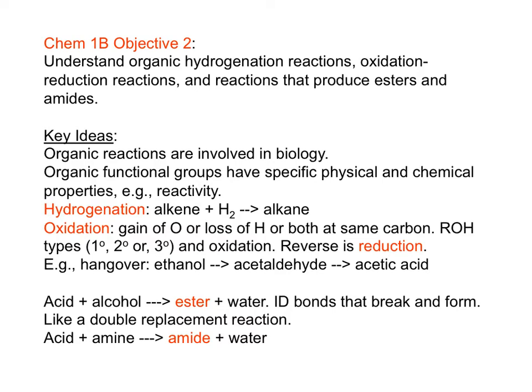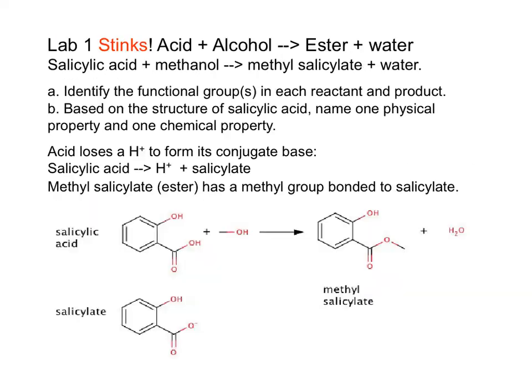We'll find out how an acid reacts with an alcohol to produce an ester, and how an acid reacts with an amine to produce an amide. This last reaction is how amino acids form proteins. Organic reactions are specific to functional groups. We learned about organic functional groups in a previous video, so this will be good practice for functional groups.